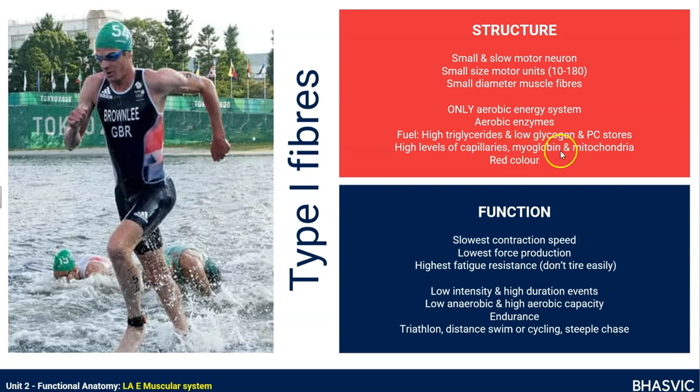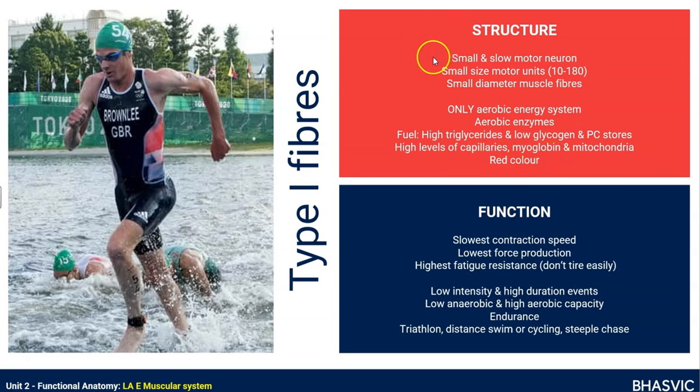Myo means muscles, and we know hemoglobin carries oxygen in the blood. Myoglobin stores oxygen in the muscles. And they also have lots of mitochondria to use that oxygen to make aerobic energy. Now, because they've got myoglobin and capillaries, it makes these fibres look red in colour.